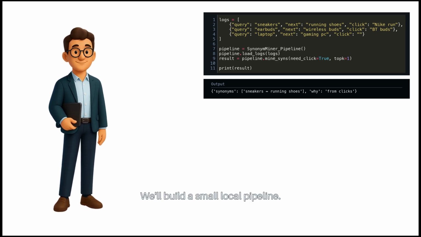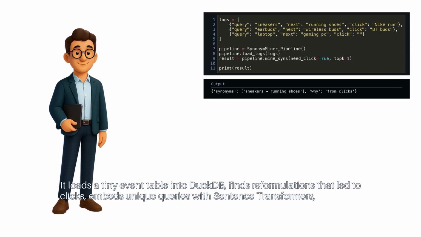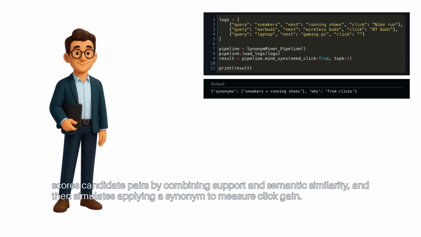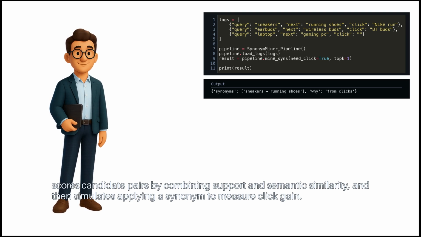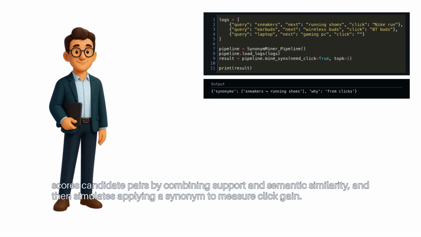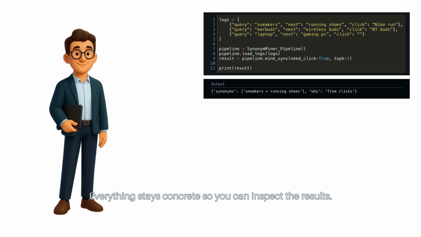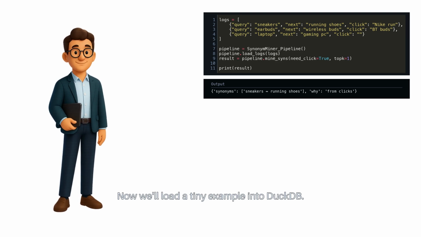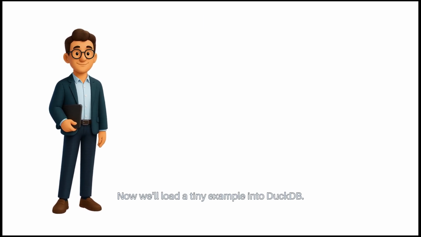We'll build a small local pipeline. It loads a tiny event table into DuckDB, finds reformulations that led to clicks, embeds unique queries with SentenceTransformers, scores candidate pairs by combining support and semantic similarity, and then simulates applying a synonym to measure click gain. Everything stays concrete, so you can inspect the results. Now we'll load a tiny example into DuckDB.